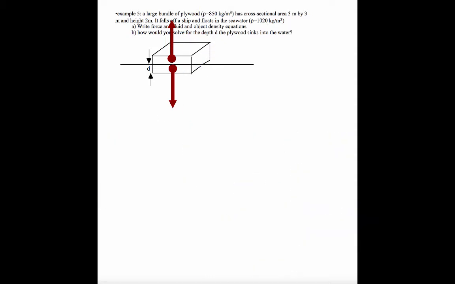So here's example 5. We have a bundle of plywood that is floating in seawater. The only forces acting on it are weight and the upwards push from the water that we call buoyancy. Now we're asked to write out relevant physics equations. The first relevant equation just comes from Physics 11, and it says that if that object is at rest, and it is because it's just floating in the sea, then the forces have to be balanced.